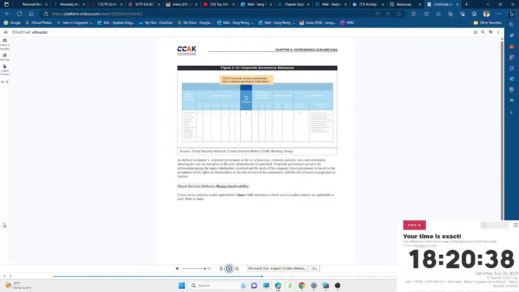Cloud Service Delivery Model Applicability. Cloud Service Delivery Model Applicability, Figure 3.11, determines which service model controls are applicable to IaaS, PaaS or SaaS.